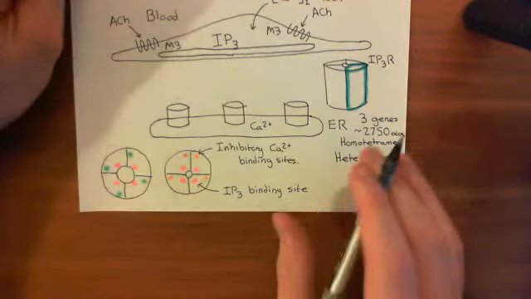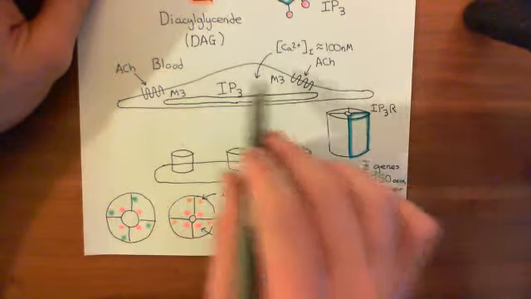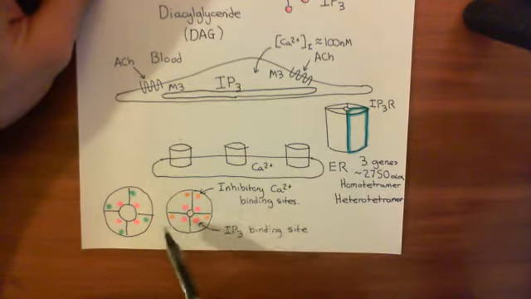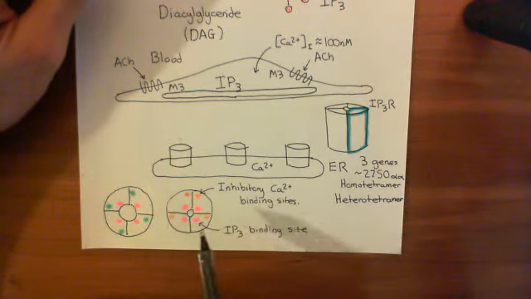So what's going to happen then? When IP3 goes up in the entire cytoplasm of this endothelial cell, it means that IP3 receptors all the way along this endoplasmic reticulum are going to bind IP3. This one's going to bind IP3, this one's going to bind IP3, and all of them are going to be bound to IP3. That means they're all going to change conformation to retract their inhibitory calcium binding site and expose their stimulatory calcium binding site.